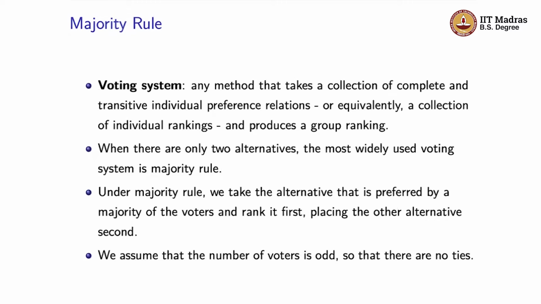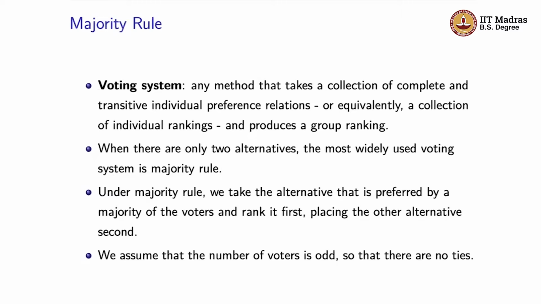So a voting system is basically any method that takes a collection of complete or transitive individual preference relations, or now that we know that these are equivalent, a collection of individual rankings, and produces a group ranking, right? So the idea is that we take individual rankings as inputs, and we want to produce a ranking which is true for the group, right?